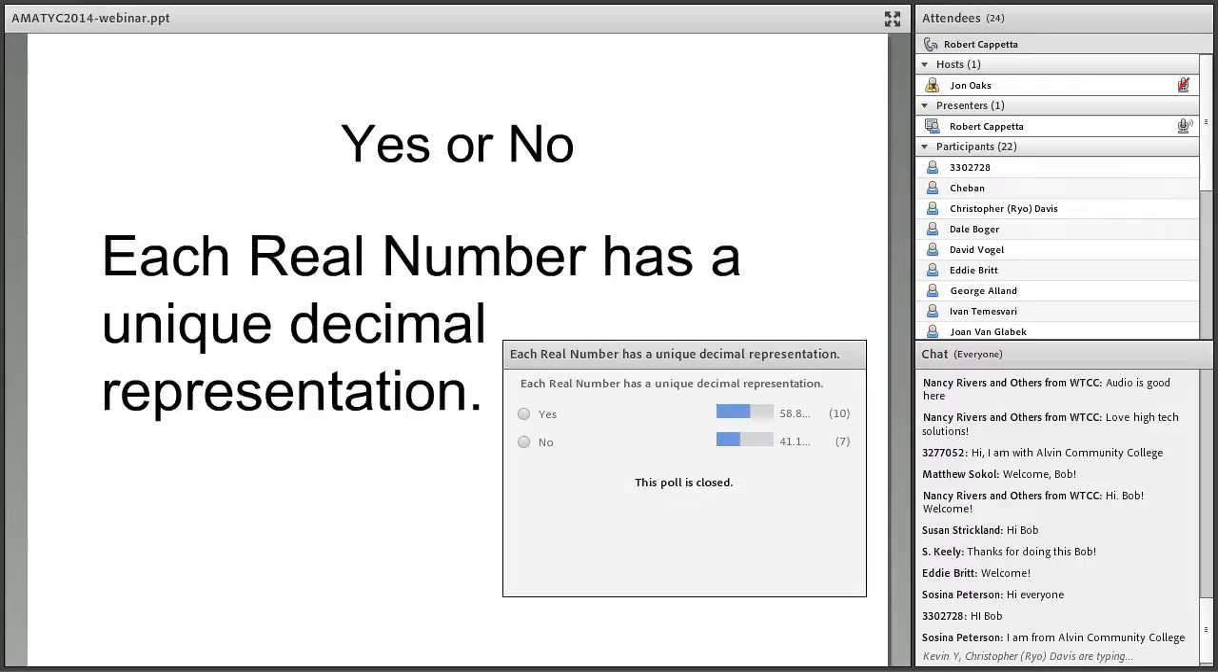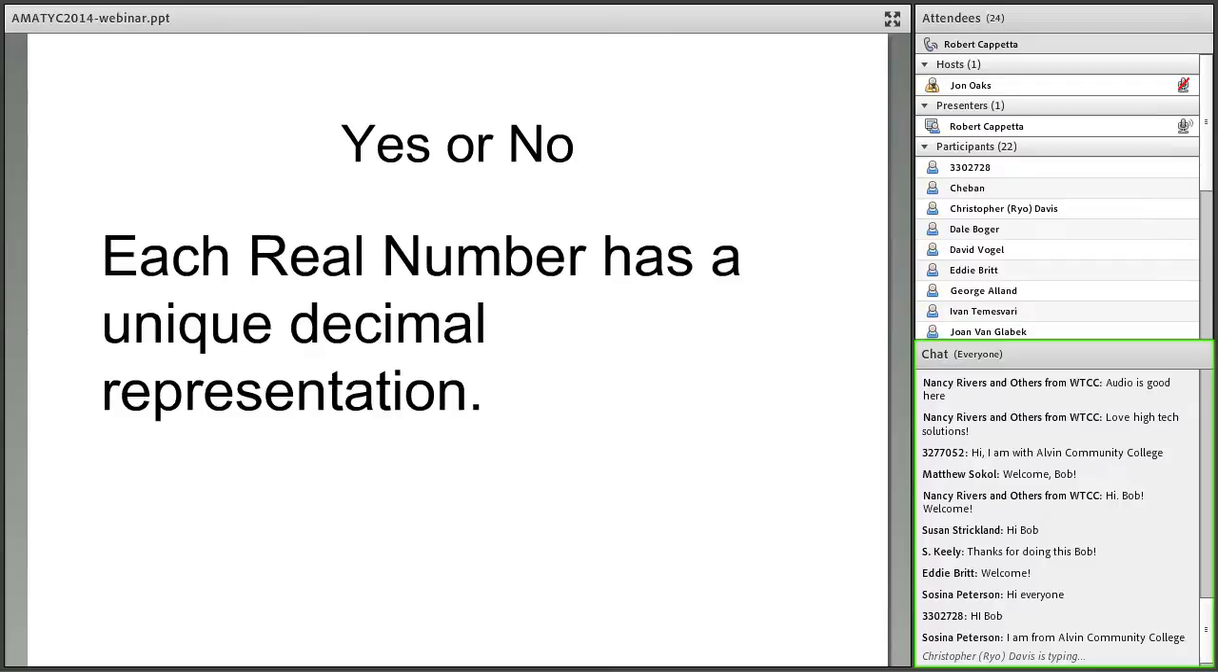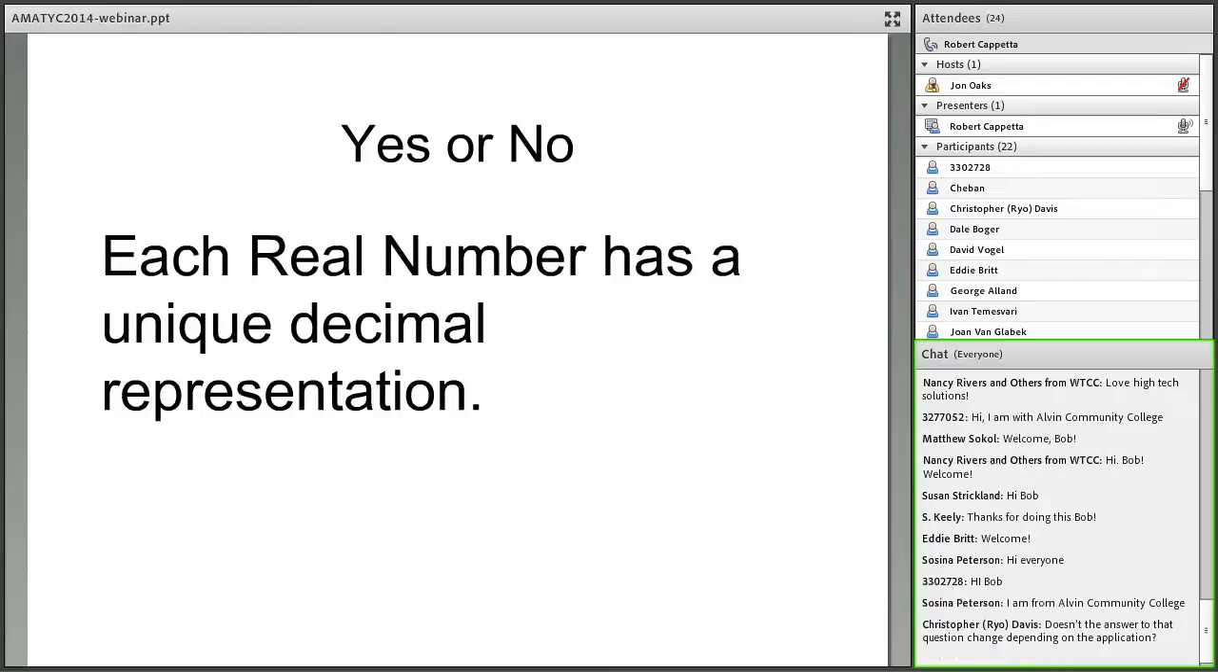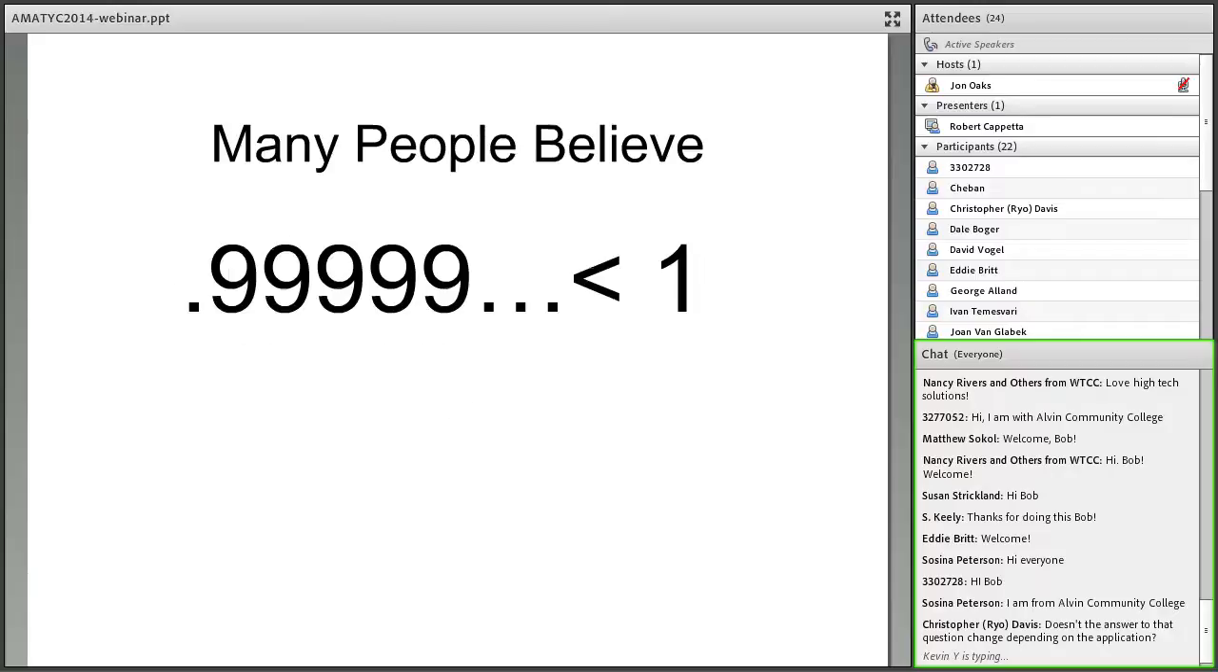Looking at that, we had 10 people that said each real number has a unique decimal representation, and we had 7 people that said no. And that's almost a sign of a good question when you have an opportunity to discuss those things. So hopefully after we look at some of the slides, you'll see what I believe the answer to that question is. And here we go.